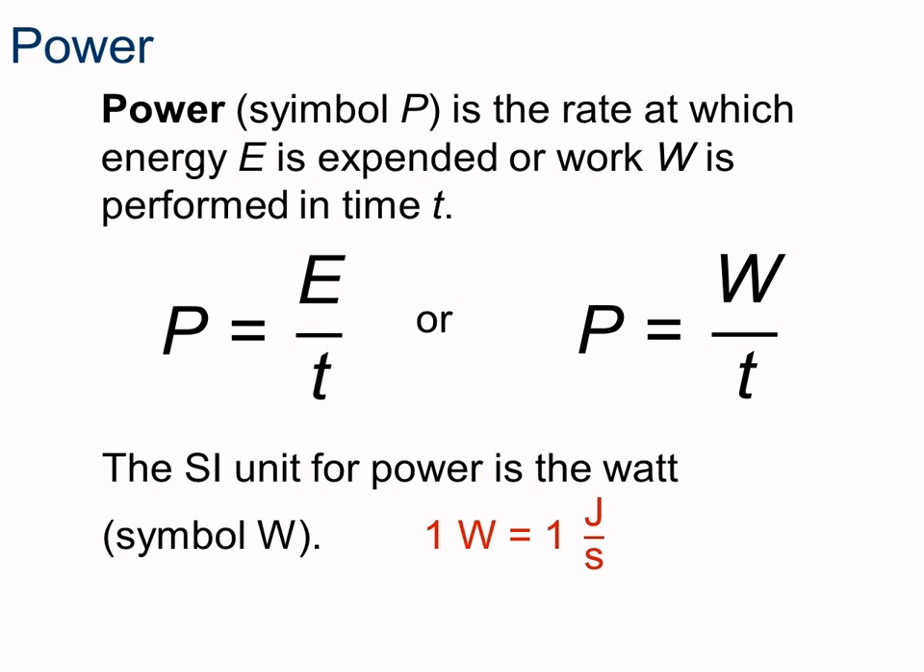All right, power. The symbol for power is the capital P. This is the rate at which energy is expended or work is performed. Anytime you hear the word rate, you should think divide by time. Insurance rates: how much do you have to pay the insurance company per time? Hotel rates: how much do you have to pay for that hotel per time? Per day probably, right? So power is energy divided by time, or in this case, work divided by time.